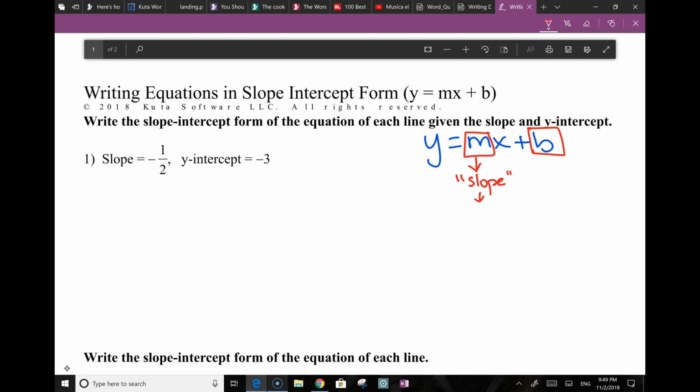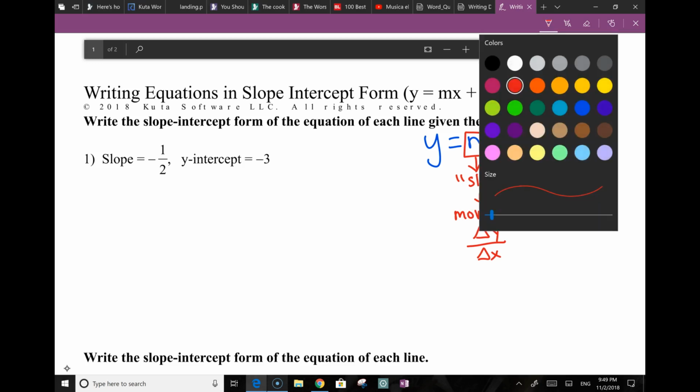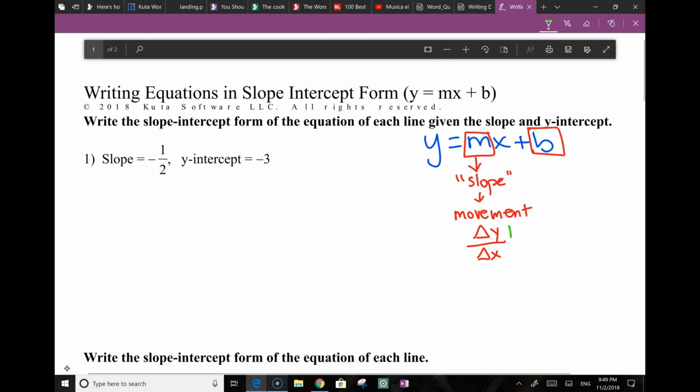So it might make more sense to think of m as standing for the word movement, because the slope is a set of directions that represents the change in y over the change in x. It's a two-step dance. You either go up or down, and then you either go right or left. So this controls vertical movement and this controls horizontal movement.